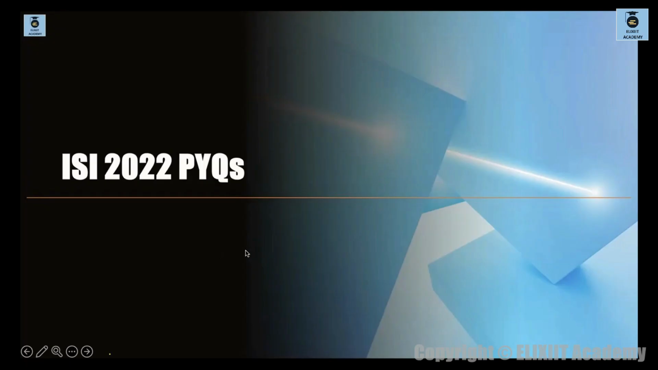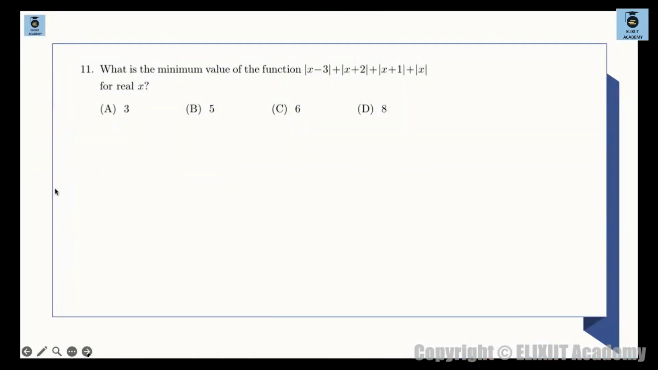Okay, next we move on to 2022 PYQs. Here we have the first question, which asks: what is the minimum value of the function mod of x minus 3 plus mod of x plus 2 plus mod of x plus 1 plus mod of x? Now this is a very routine question once again. The main thing is this is not a question from differentiability, but still I have taken this over here. This is rather a question from functions.